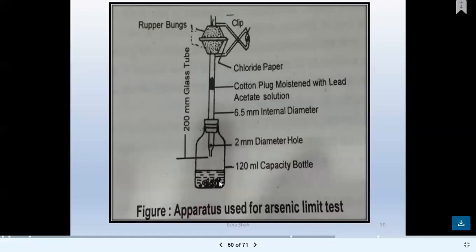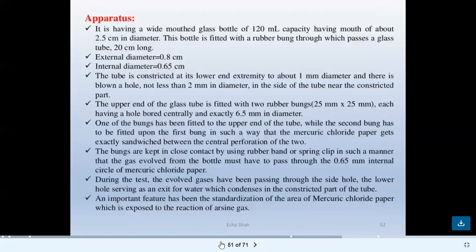This arsine gas will pass from this 2 mm diameter hole through this tube and adhere on the mercury chloride filter paper, which is placed in between these two rubber bungs, and these two rubber bungs are attached to each other with the help of a spring clip. Same procedure we are going to repeat for the standard one.